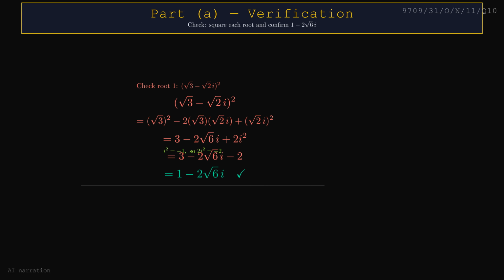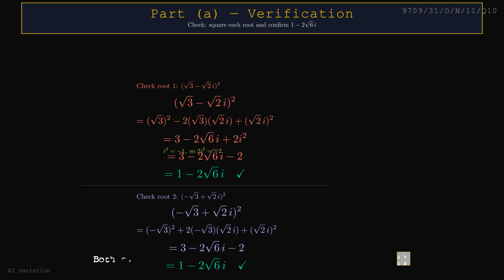Check root 2, minus root 3 plus root 2i, squared. The second root also squares to 1 minus 2 root 6i. Both roots confirmed. They are negatives of each other. Moving on to Part B.